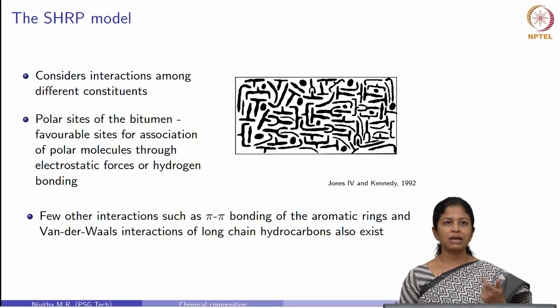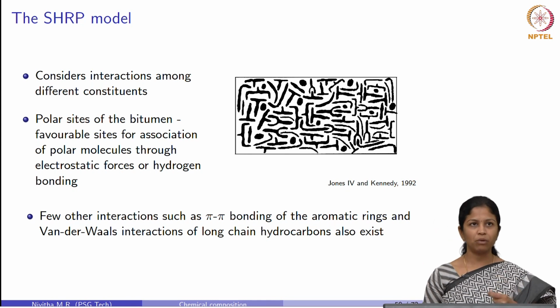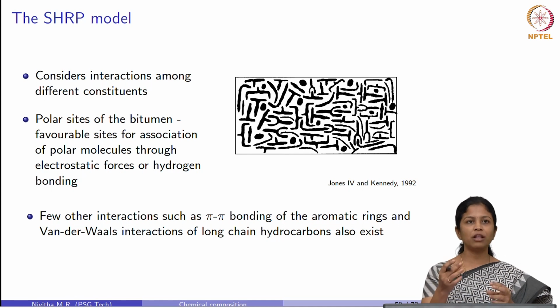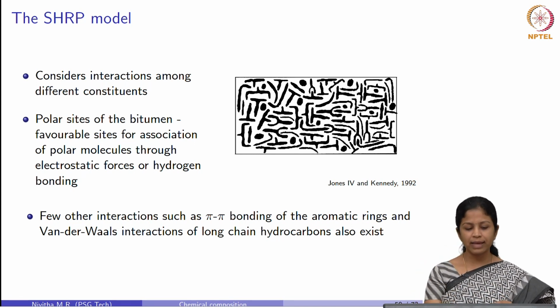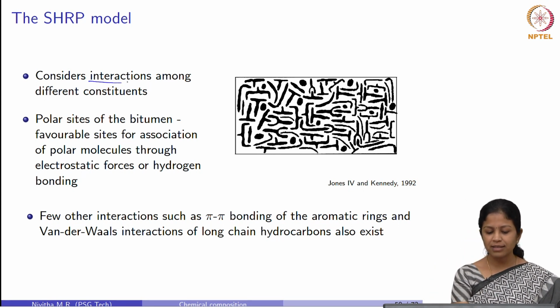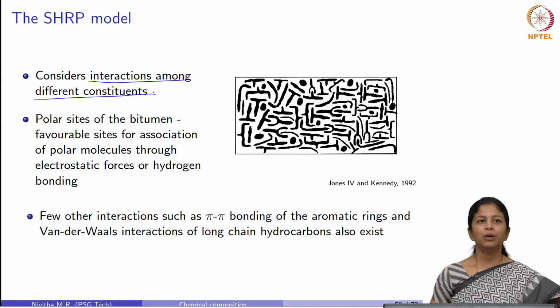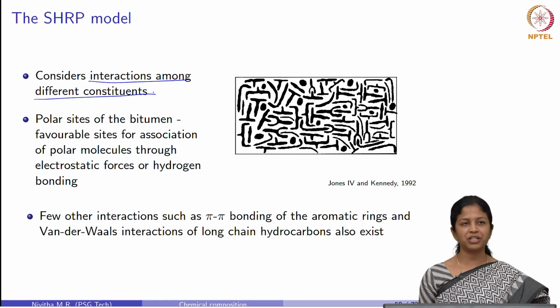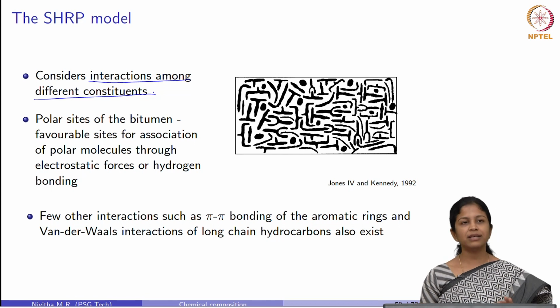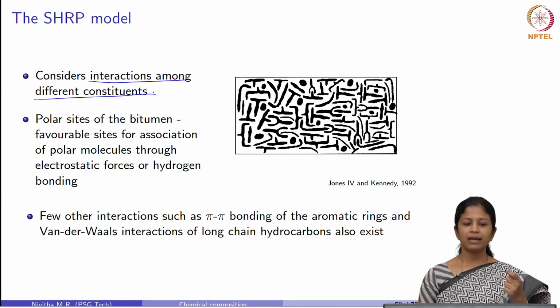Then people proposed a model which is called the SHRP model, because in the previous model by Pfeffer and Saul, they did not focus on the interactions which exist at different points in a given molecule. So, to capture these interactions, the SHRP model was proposed. This SHRP model considers interactions among different constituents. We said previously, when we were talking about the fractionation technique, that we have different fractions. The interaction among these fractions is very important. So, this SHRP model tried to focus on these interactions.